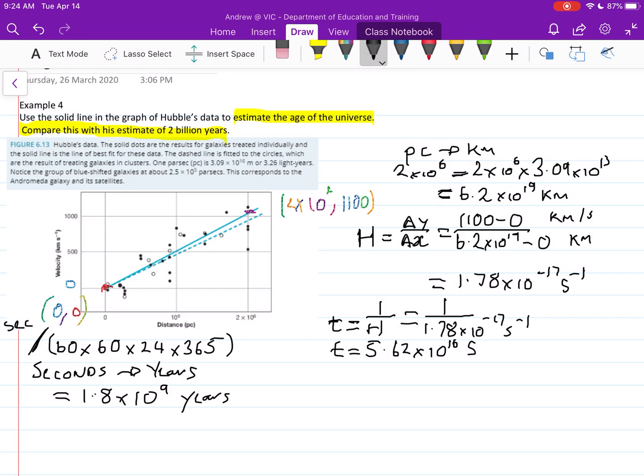Okay, so this is 1.8 billion years. So now we just need to state our answer. So our estimate, or what we worked out, is that the universe is 1.8 by 10 to the 9 years old.